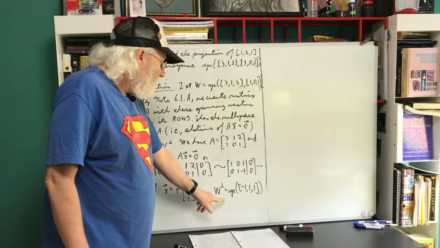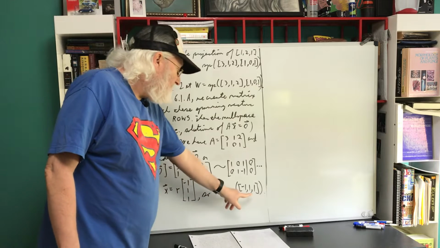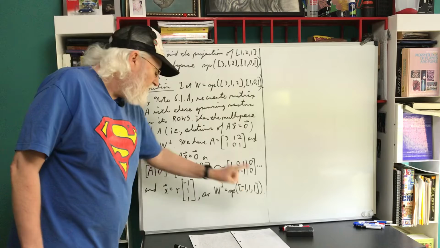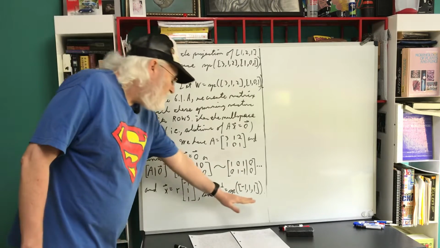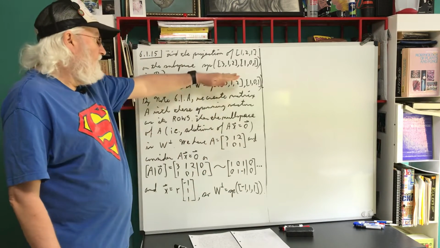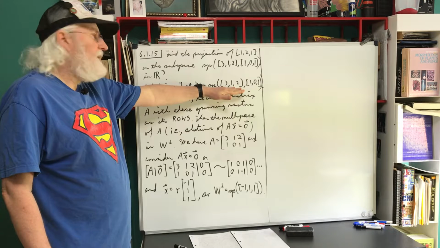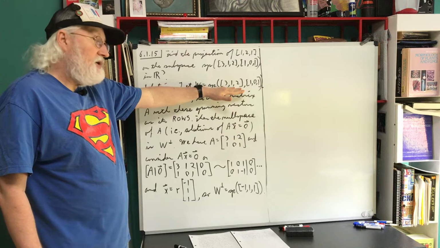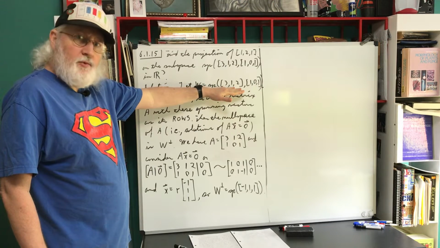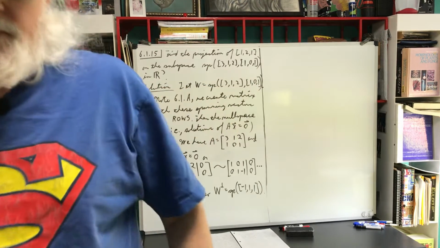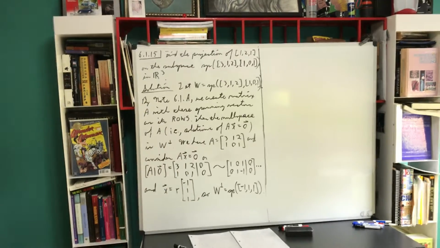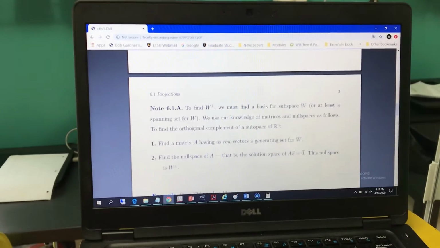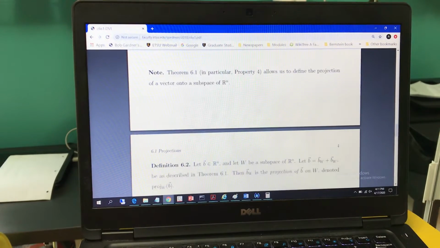So the perp space can be described as the span of -1, 1. So this gives us a basis for the perp space, W perp. We've got a basis for the given space, W. So what we need to do now is take a look at note 6.1.b. It describes exactly that in the notes. Okay, let's see here, 6.1.b.